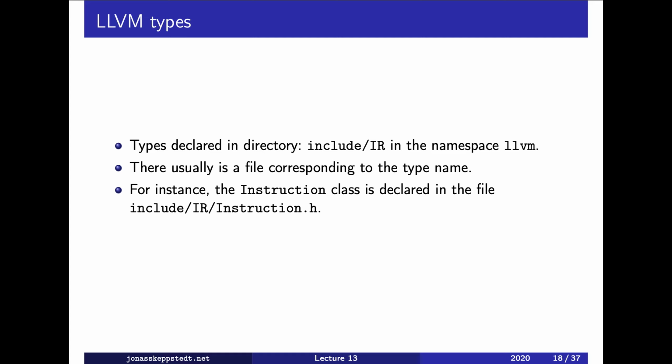So the LLVM types are always declared in the namespace llvm, and then there are several different types in the intermediate representation, and they are typically in a source code file with the same name as the class name.